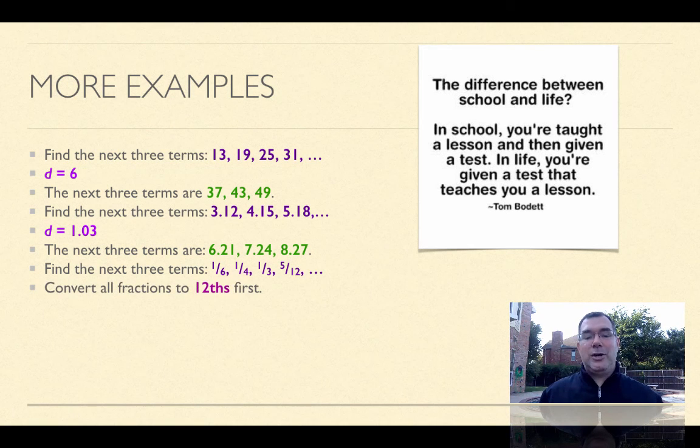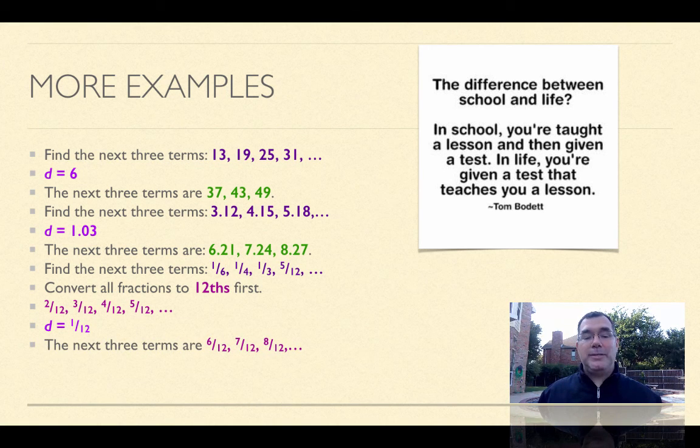So to make things easier, I'm going to convert all of those so that the denominators are the same and they're all 12s. So 1/6 will become 2/12, 1/4 will become 3/12, 1/3 will become 4/12, and 5/12 can stay as 5/12. So now I can see a pattern in the numerators. They're all going up by 1s, and the denominators are all 12s. So the common difference is now 1/12. So I just need to keep adding that over and over again. So the next few terms are going to be 6/12, 7/12, and 8/12.